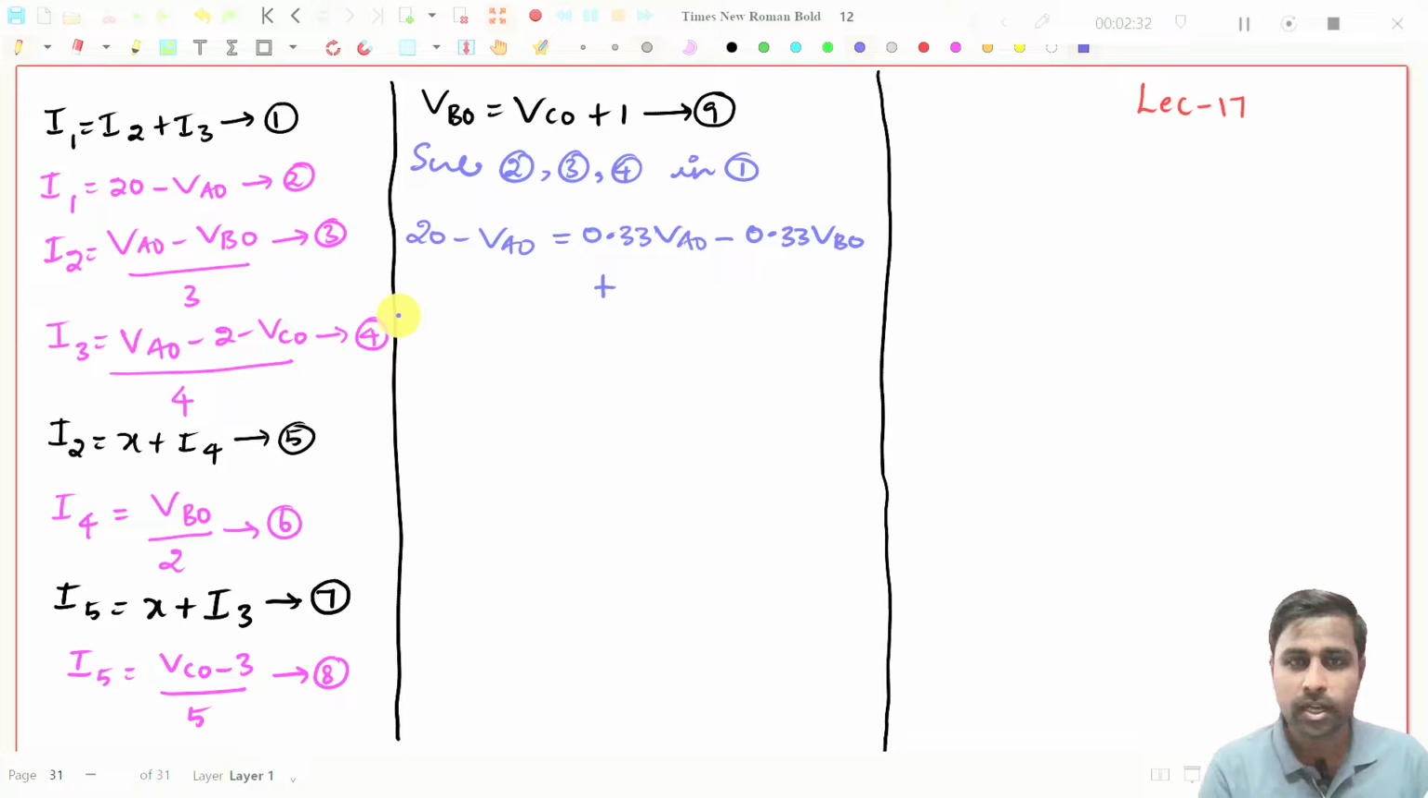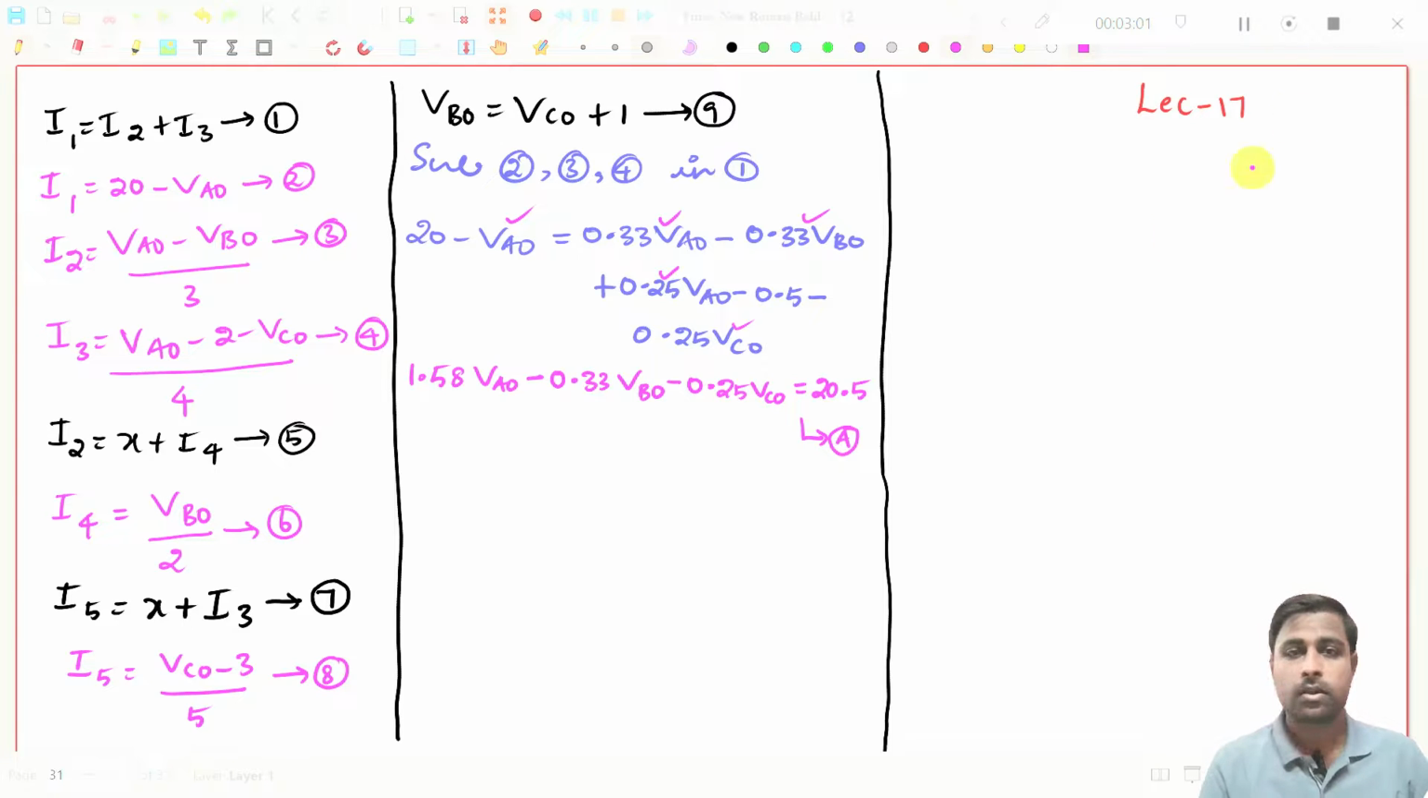So you will get 0.25 VAO minus 0.5 minus 0.25 VCO. So you try to simplify this expression, bring all VAO, VBO, VCO to one side, and keep the constant on the other side. So you see we are getting 1.58 VAO minus 0.33 VBO minus 0.25 VCO, which is equal to 20.5. We will keep this expression as A.